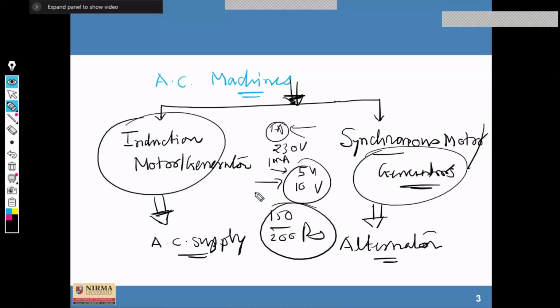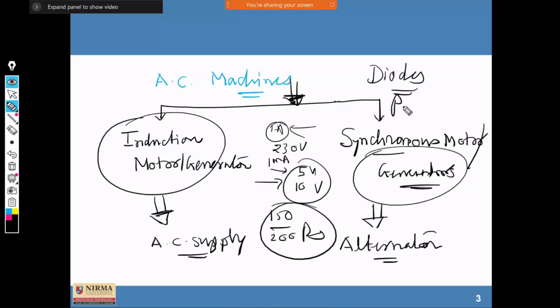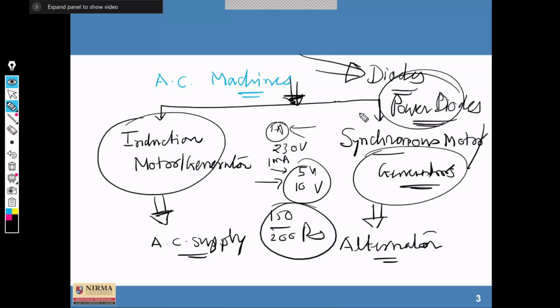But in case of industry where thousands of amperes of current are flowing, we need some circuitry where we can rectify with the help of power diode circuitries. We have studied diodes, right? Where power diodes are also there. So these power diodes are used for rectification in DC. So this is an additional cost which you have to bear for operating DC machines.